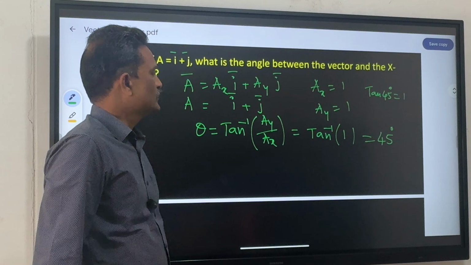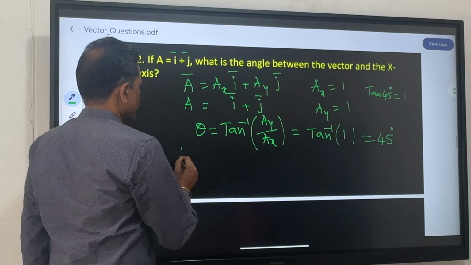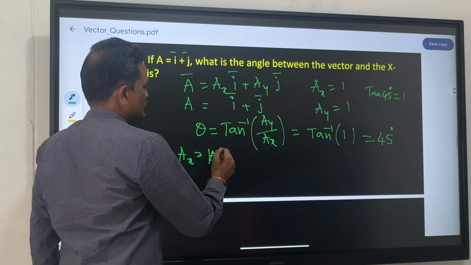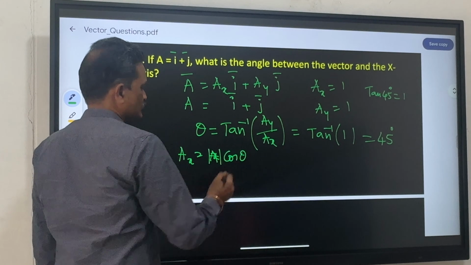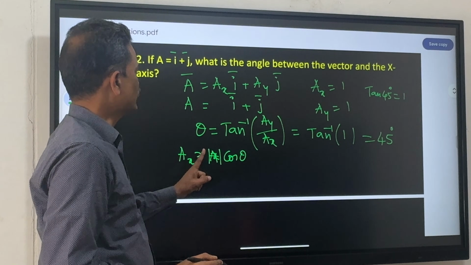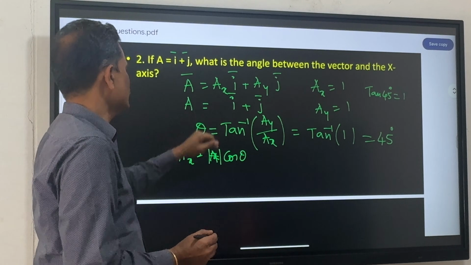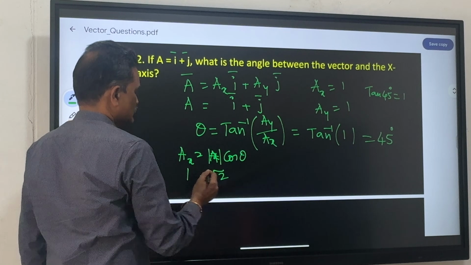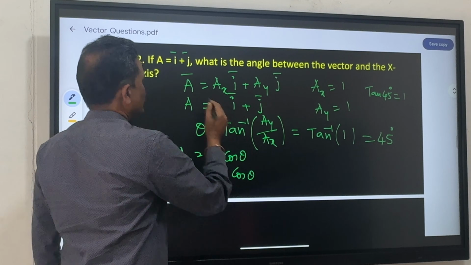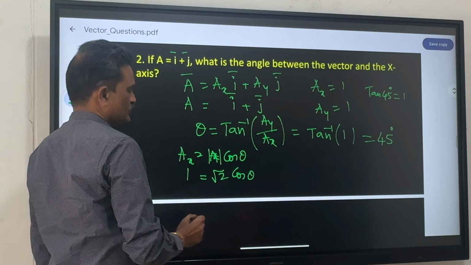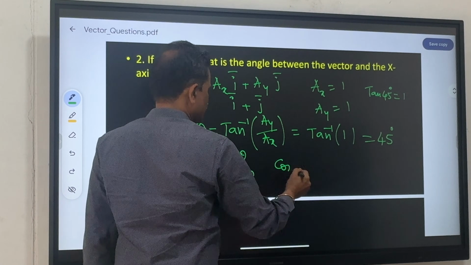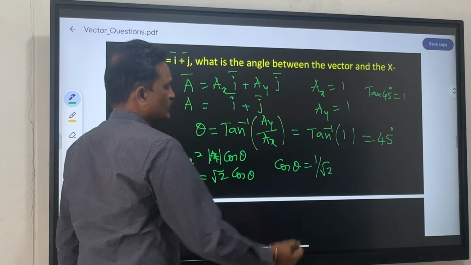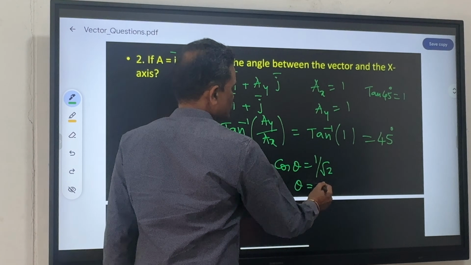This is one way. Another way is, from the definition, Ax is equal to mod A cos theta. And mod A is root 2, and Ax is 1. So from this I can write cos theta is equal to 1 over root 2. So 1 over root 2, this is when theta is equal to 45 degrees.